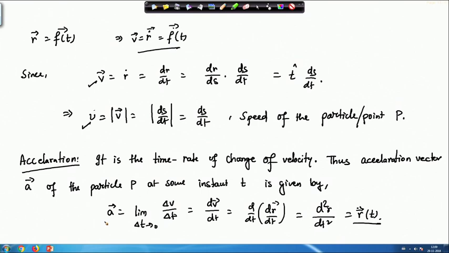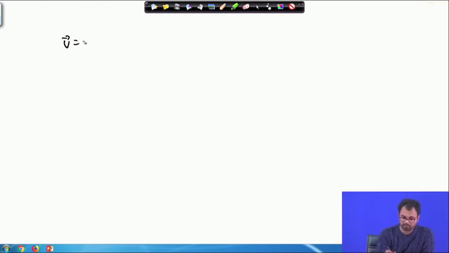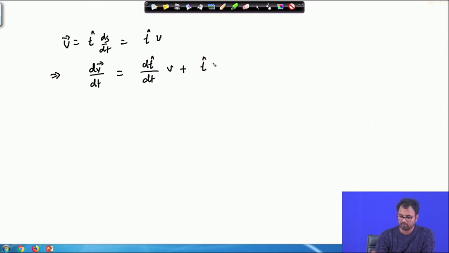Now, in this equation v is equal to t cap times small v. So, we have v = t cap times ds/dt, and I can write it as t cap times small v. In this case, this small v is scalar, this v is vector. So, if I differentiate both sides, then dv/dt is equal to dt cap/dt times v, and then t cap times dv/dt. So, this v is scalar.